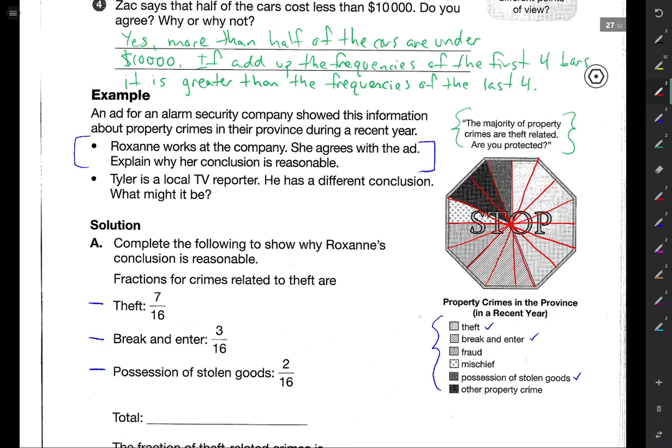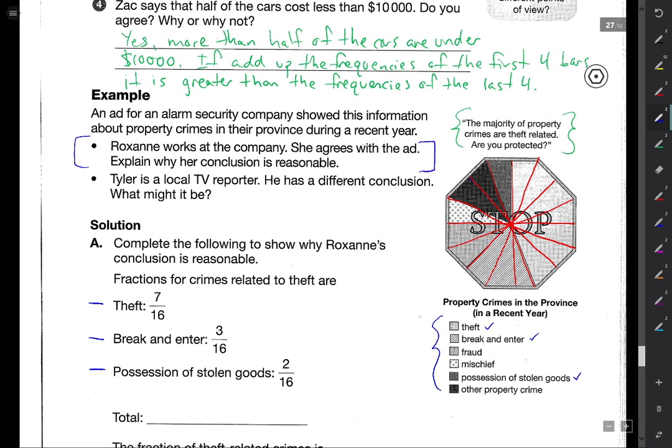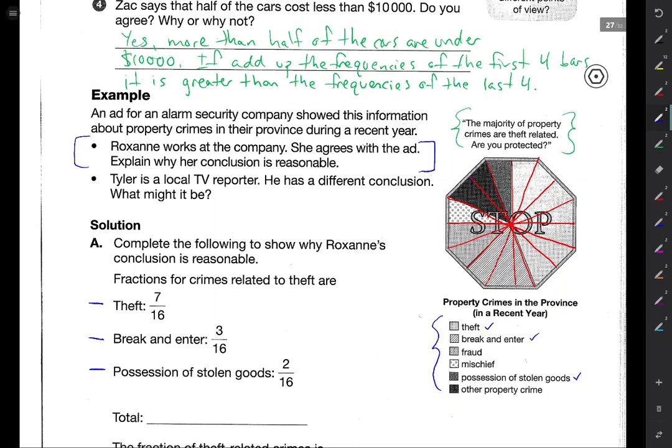All right, so I tried to make my lines as straight as possible here, and I divided the stop sign up into 16 segments to help us with the next part of this question. And like I said, I will usually give you the percent of each segment, but for this question they didn't, so we need to find a way to work around it. So this is a little solution. You'll notice we have 16 segments: 1, 2, 3, 4, 5, 6, 7, 8, 9, 10, 11, 12, 13, 14, 15, 16. So let's look at the fractions for crimes related to theft.